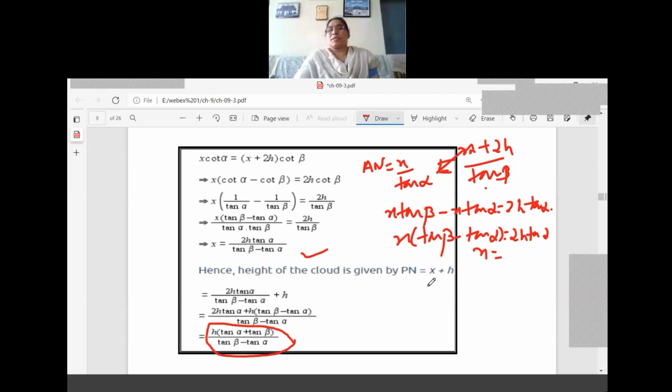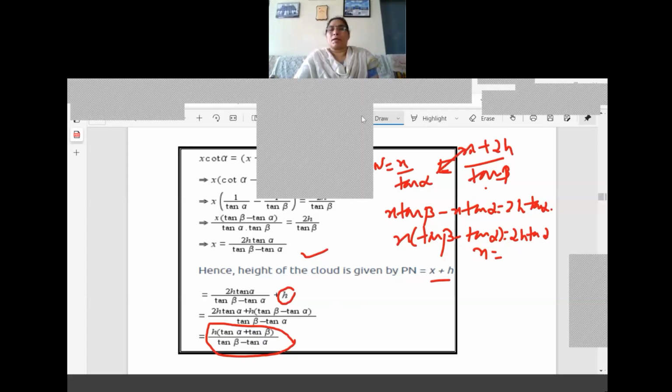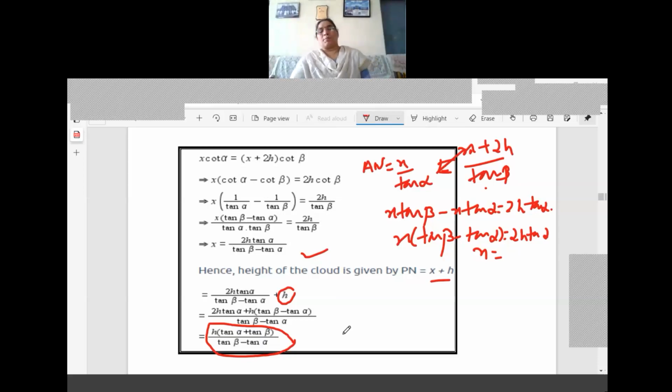Now the height of the cloud is given by x plus h. Once again we substitute for x, then h will be there; take the LCM and solve. You will get h into tan alpha plus tan beta divided by tan beta minus tan alpha.